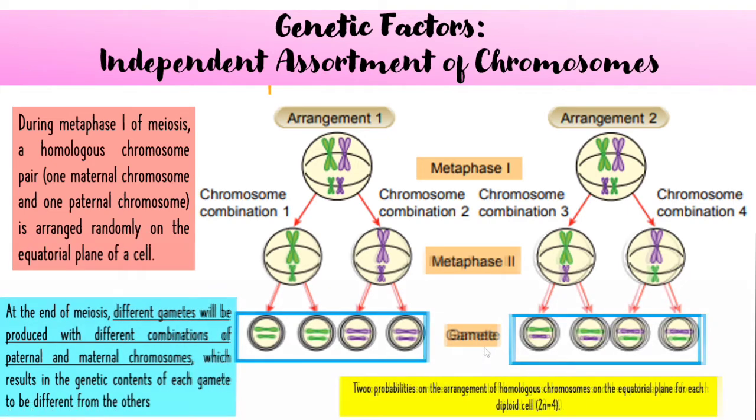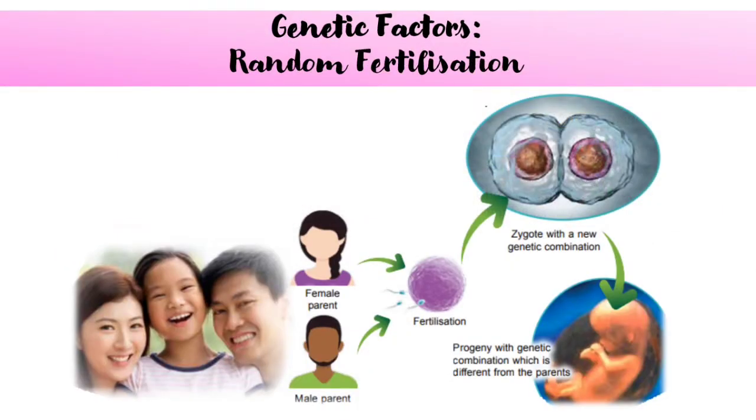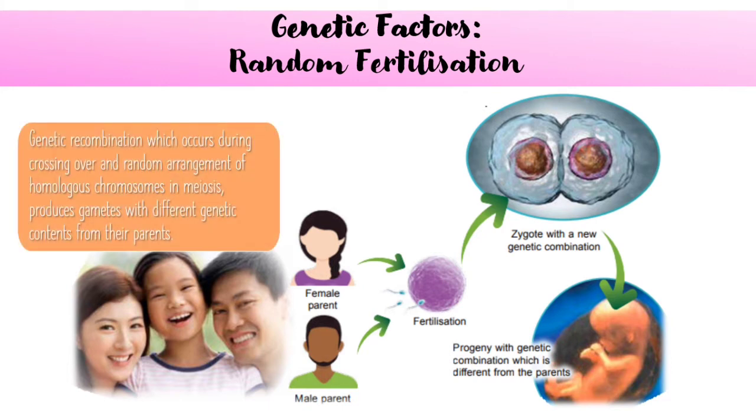Next, the genetic factor is random fertilization. A genetic recombination which occurs during crossing over and random arrangement of the homologous chromosomes in meiosis produce gametes with different genetic content from their parents. So we have learned in a previous slide, crossing over and independent assortment are the processes that occur for gamete formation. So the gametes have different genetic content.